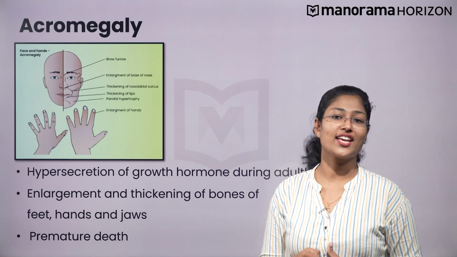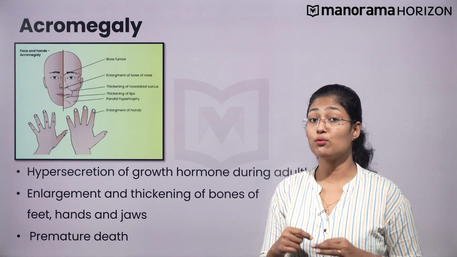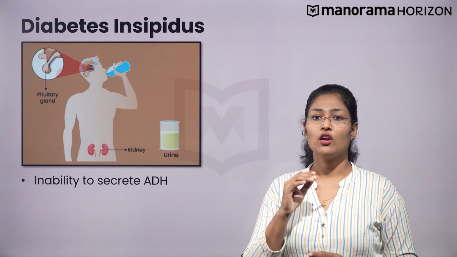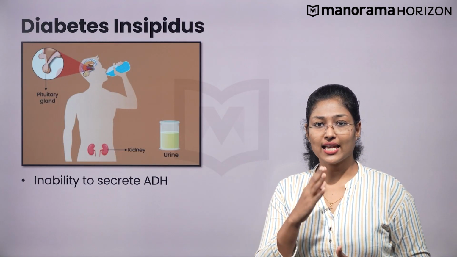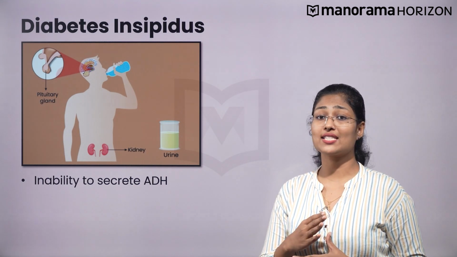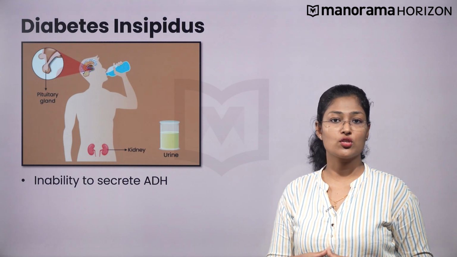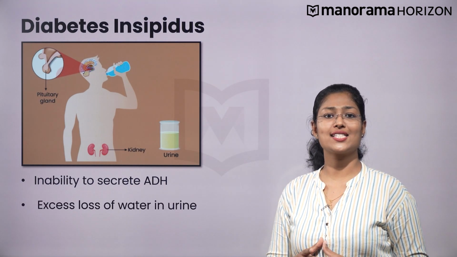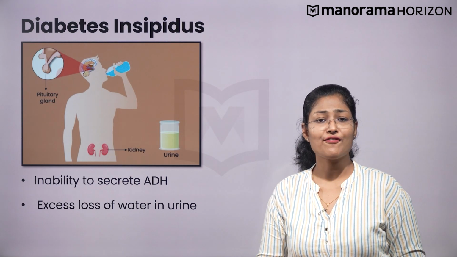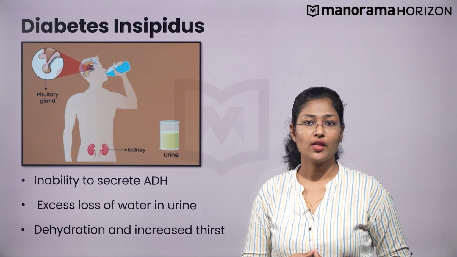I have a doubt again. Is there any disorder caused by hyper or hyposecretion of hormones from the posterior pituitary? The next point is that the inability to secrete ADH causes diabetes insipidus, in which a large volume of urine is produced. Due to the excess loss of water from the body in the form of urine, the affected persons become dehydrated and thirsty.